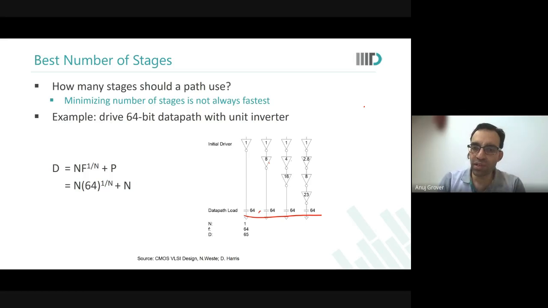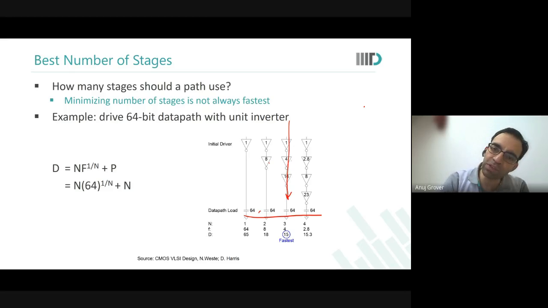So the total delay you will see will reduce, okay, somewhere in the middle. If you keep on increasing the stages, the delay would start to increase a bit. Why? Because the parasitic components keep on getting added.